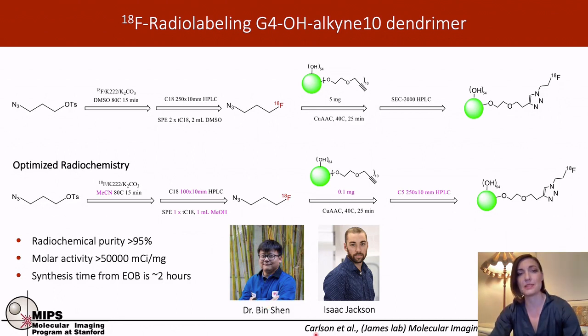But we were able to make this agent via a two-step radiochemical reaction. Basically, firstly, we prepare the fluoropropyl azide from its tosylated precursor, and then we take that molecule and perform click chemistry. We take our alkyne functionalized dendrimer precursor and react it with the fluoropropyl azide in methanol. Here we're showing that we have some optimized conditions now. These have been optimized even further, in fact, just as of last week.